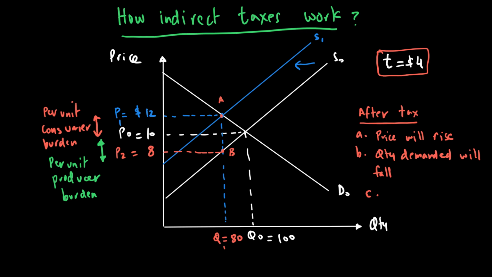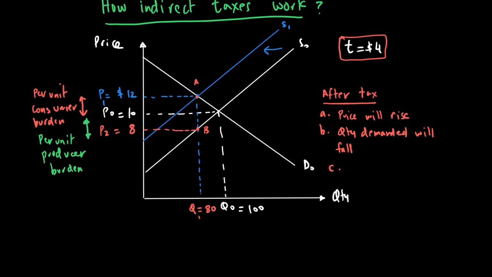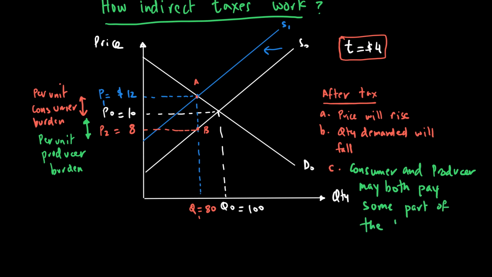Let's see one more thing. So the C part that I want to write is that, first, the price will rise, we know this, to 12, and quantity will fall, we know this, from 100 to 80. C is that the consumer and producer may both pay some part of the tax. So some part of the tax is being paid by the consumer, another part is being paid by the producer.